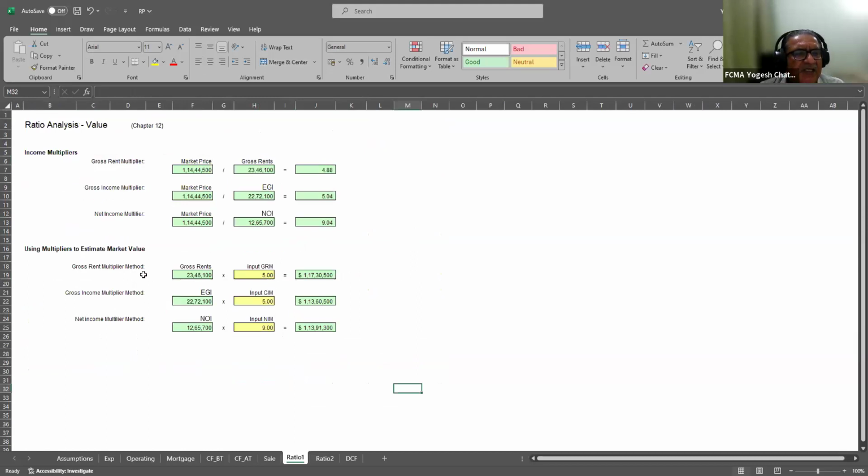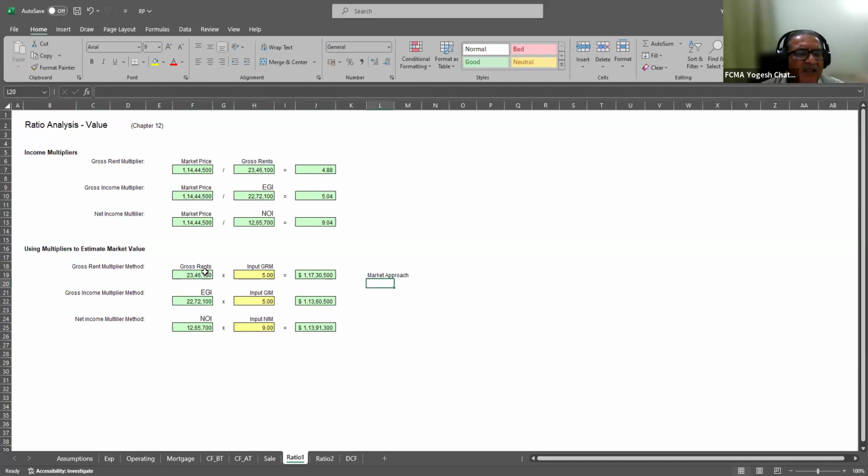And then these are the different ratios: gross rent multiplier, gross income multiplier, net income multiplier. In the gross rent multiplier method, supposing the annual gross rent from the property is 23 lakh, and I am taking the multiplier at 5, so I can conclude that my value of property is around 1,17,000. So this is the market approach of valuation.